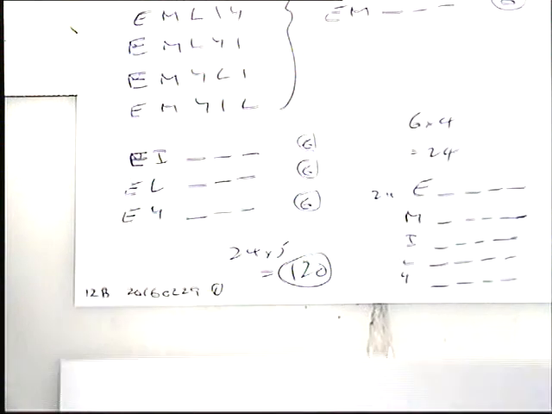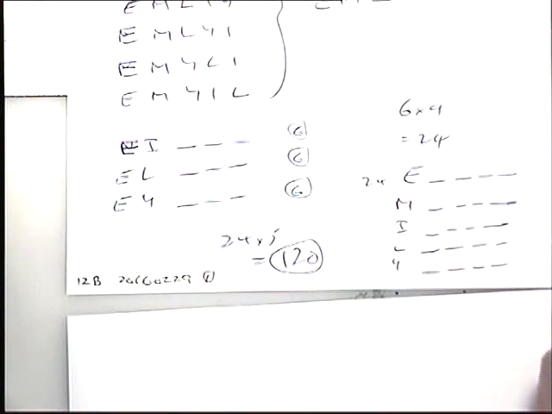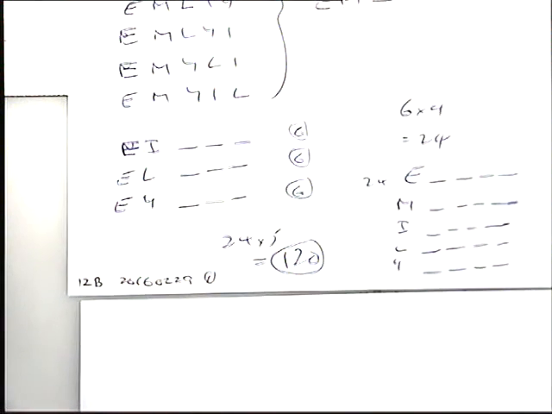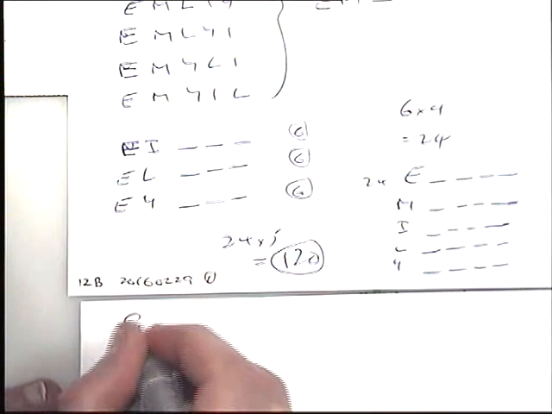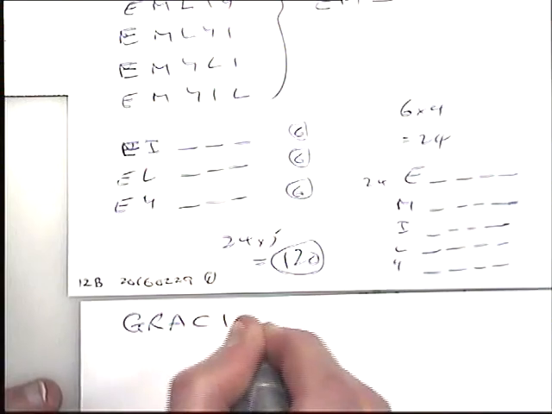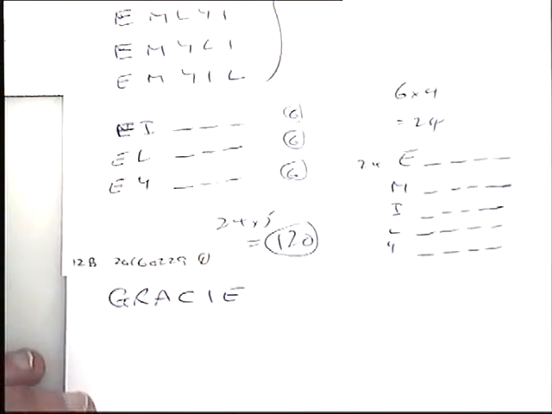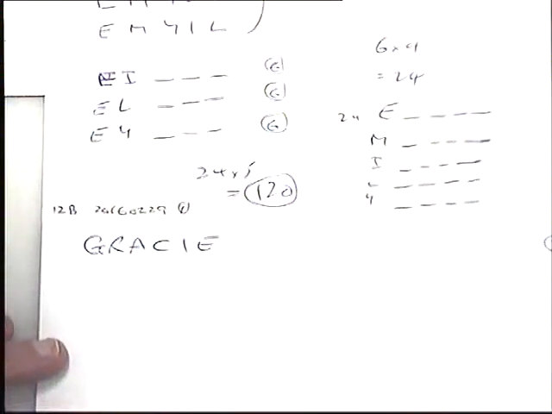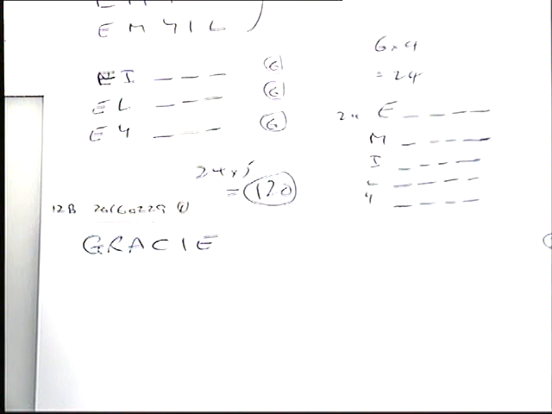We had done Emily. Now, I looked through my list of class people earlier on, and next I thought we would go for Gracie, because Gracie has got 6 letters in her name. So, what are we going to get for Gracie?